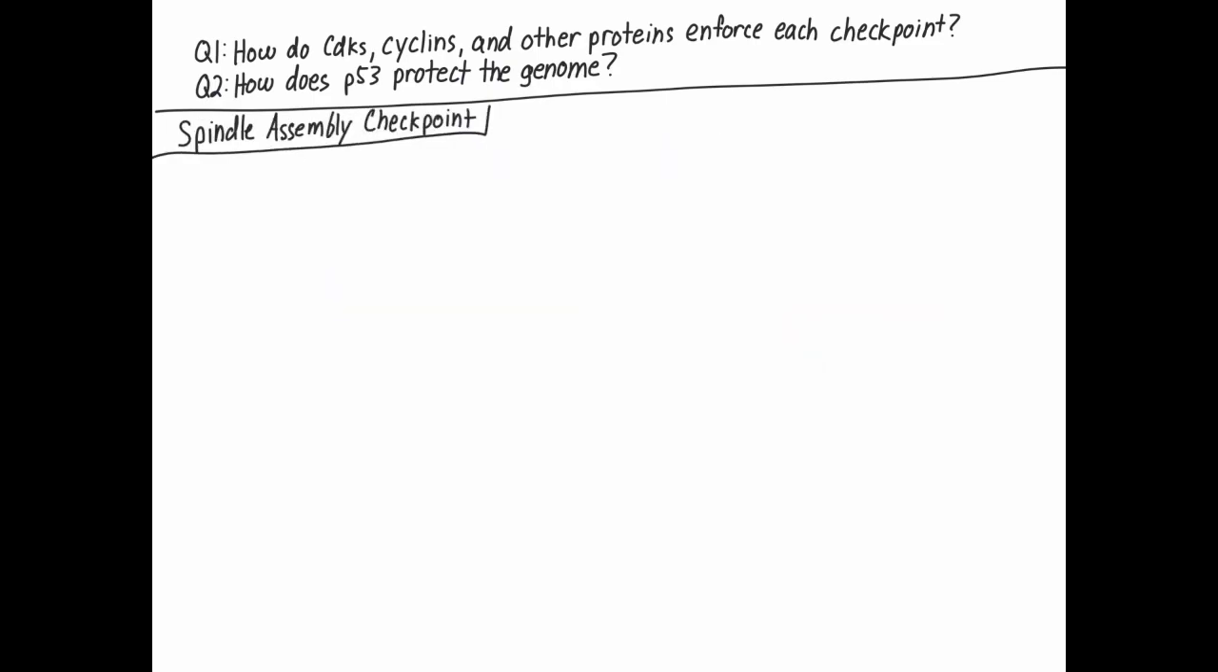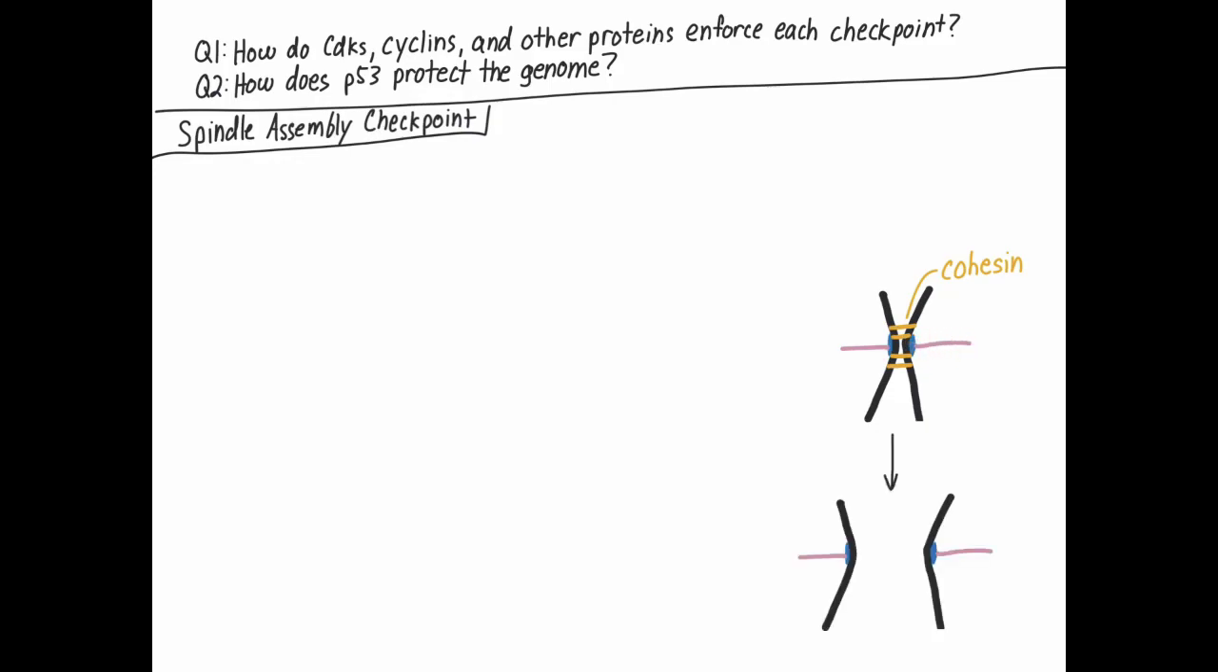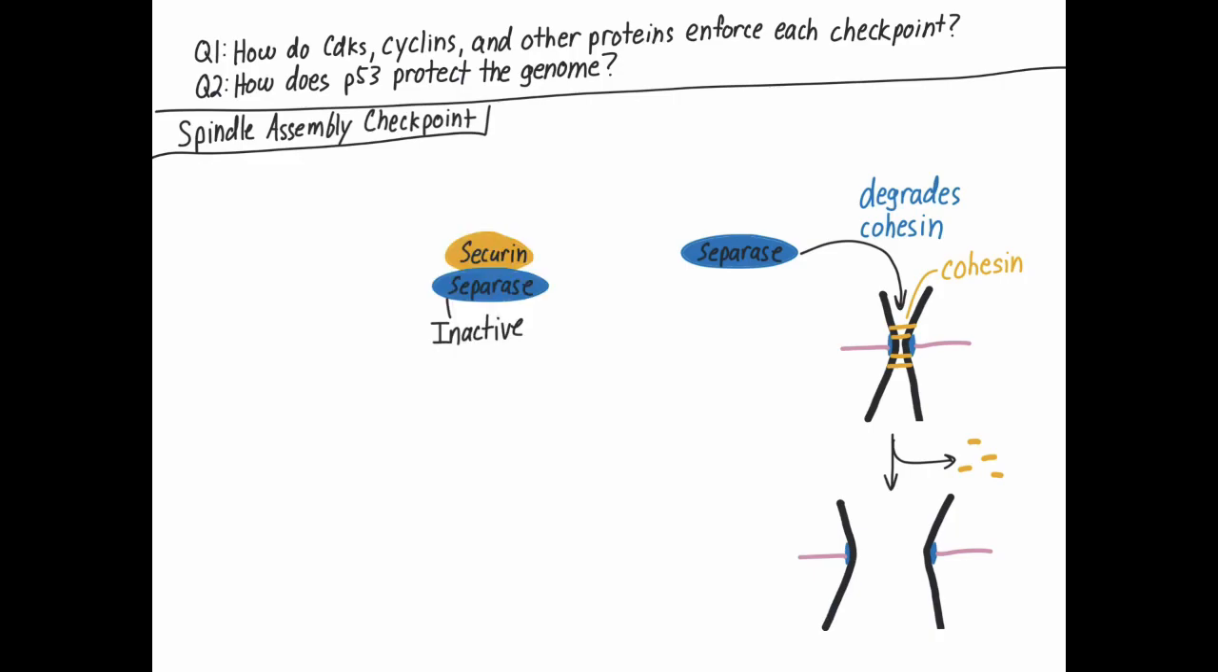Okay, so here I'll show you how we think the spindle assembly checkpoint works, which takes place at the metaphase to anaphase transition. During mitosis, if both sister chromatids are attached to spindle fibers from both opposite sides of the cell, the cell proceeds to anaphase. This requires that a protein called separase degrades the cohesin holding the sister chromatids together, allowing their separation. Before anaphase, separase is bound by a protein called securin, which stops it from degrading the cohesin between the chromatids.